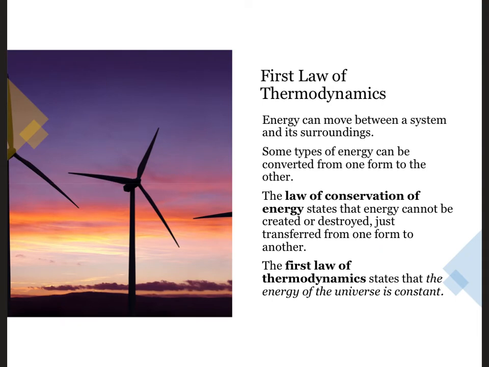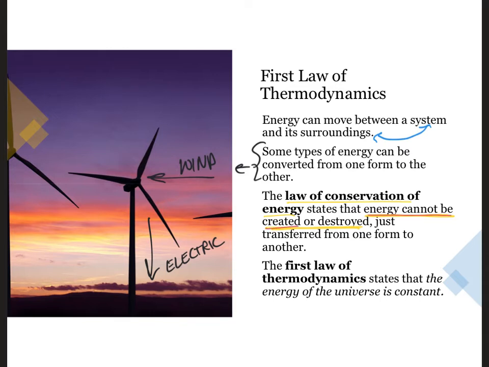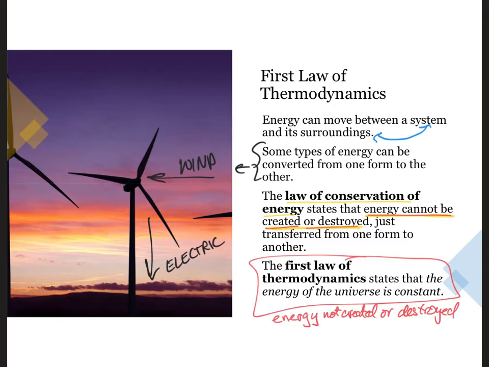So far, we've seen that energy can move freely between a system and its surroundings. We can also convert energy from one form to another, much like wind energy can be converted to electrical energy. This leads us to the law of conservation of energy, which states that energy cannot be created or destroyed, just transferred from one form to another. So think about that for a minute. If energy cannot be created, then it must mean that the energy of the universe is constant, a statement known as the first law of thermodynamics.